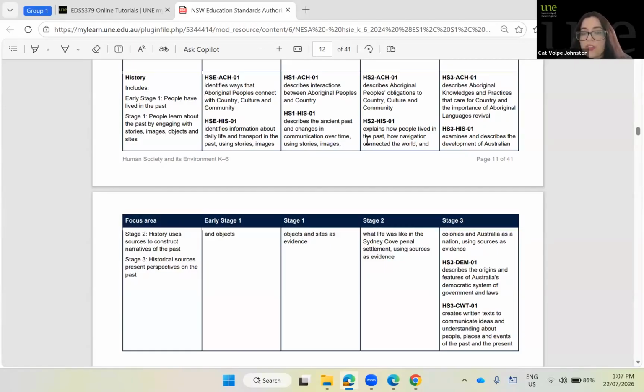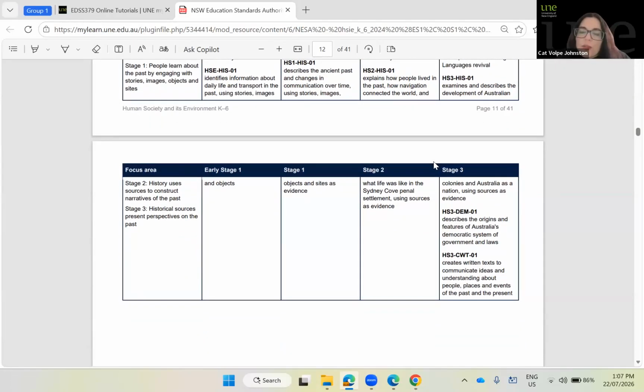Moving on to stage 2, explaining how people lived in the past, how navigation connected the world, and what life was like in the Sydney Cove penal settlement using sources as evidence. So again, using sources as evidence. And stage 3, examining and describing the development of Australian colonies and Australia as a nation using sources as evidence. So those are the 4 outcomes across early stage 1 to stage 3. And they sit outside the Aboriginal focus outcomes.